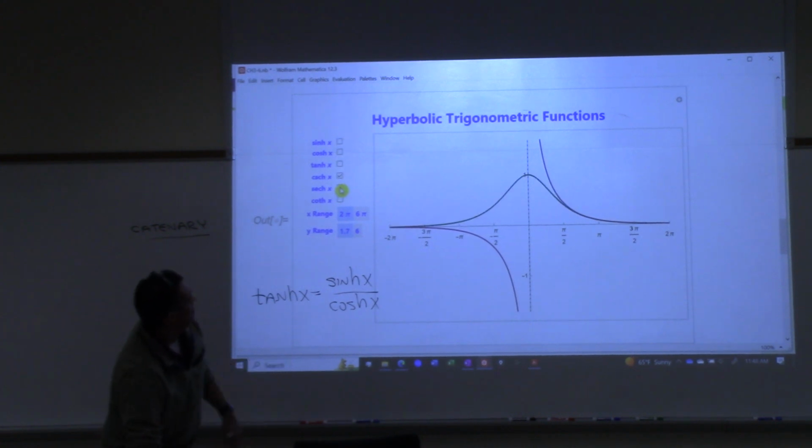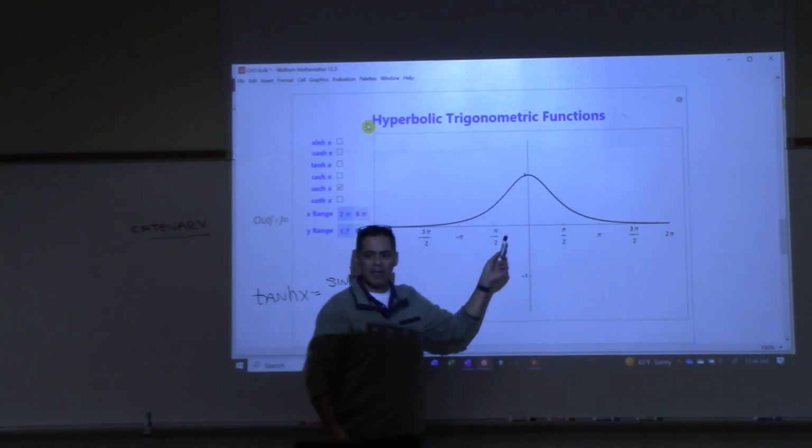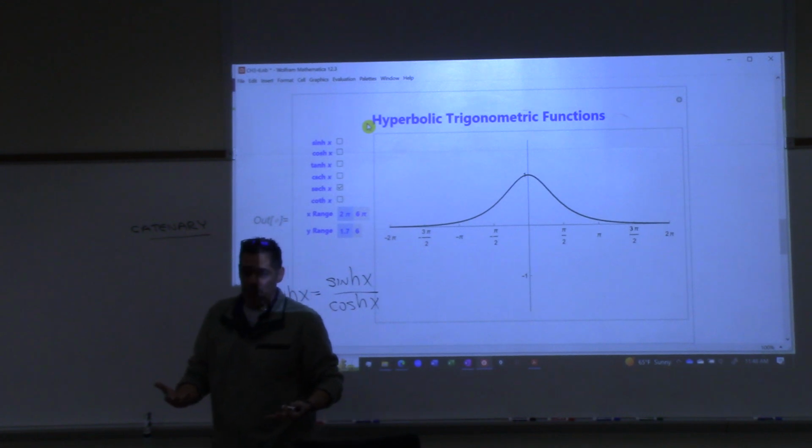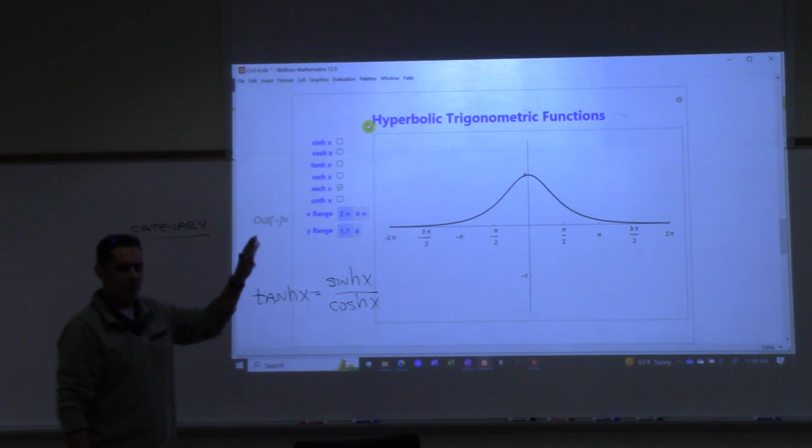And then here's your hyperbolic secant. You see this one doesn't have a vertical asymptote because the denominator of that one is the cosine hyperbolic, which again doesn't have an x-intercept. So that looks almost like a standard normal bell curve distribution. It's not, because that's a whole other function.